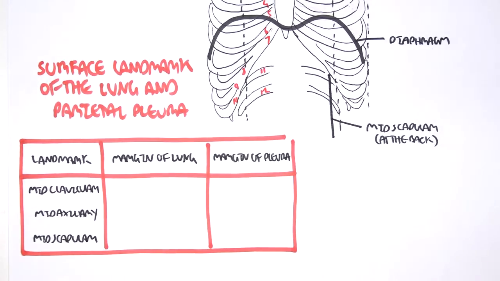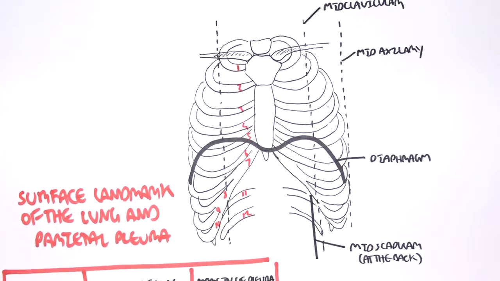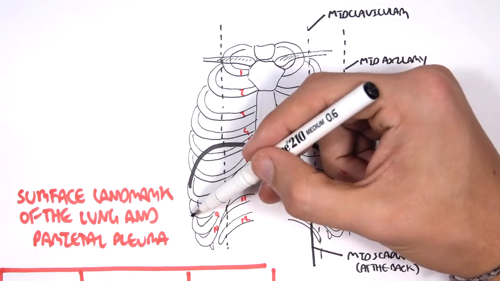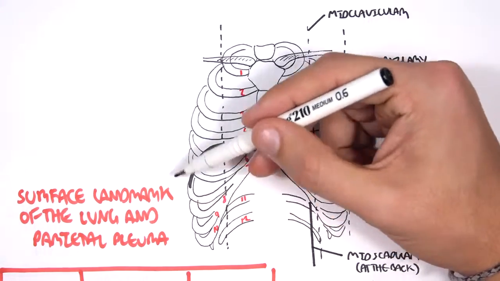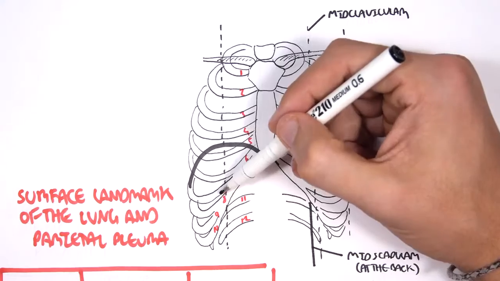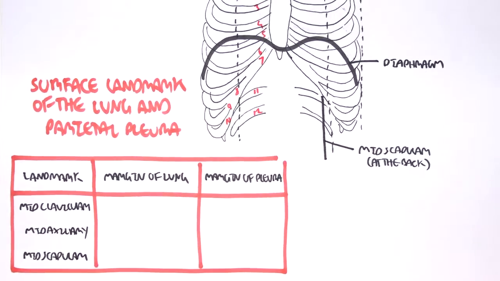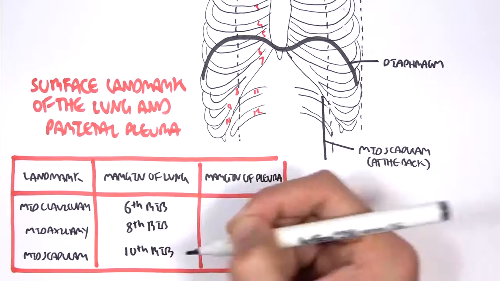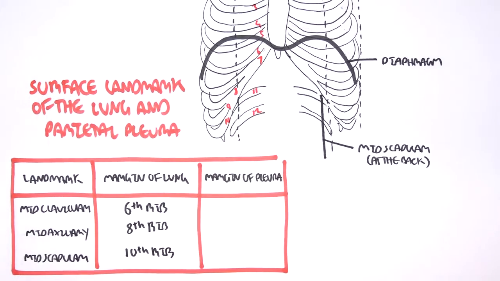So the margins of the lung: mid-clavicular, it goes to the 6th rib, mid-axillary to the 8th rib, and mid-scapular, the 10th rib.